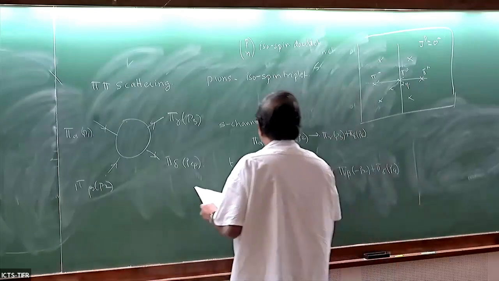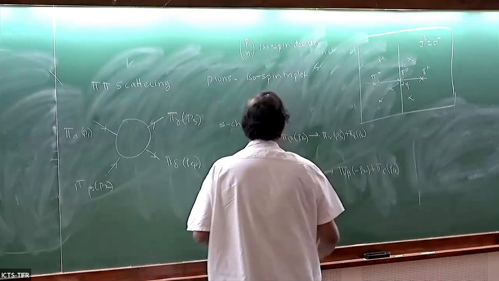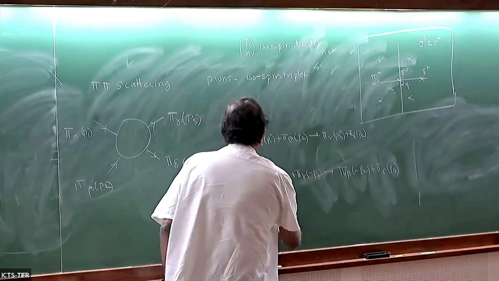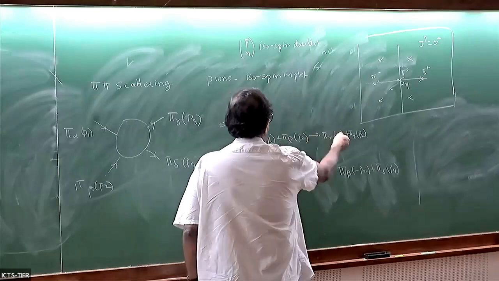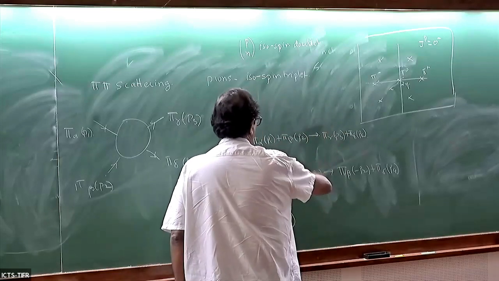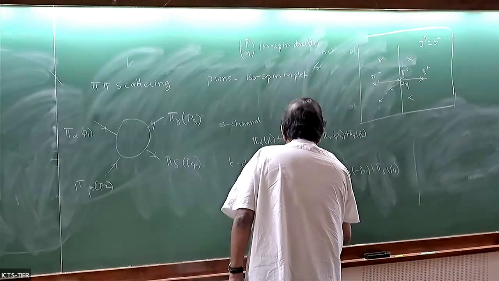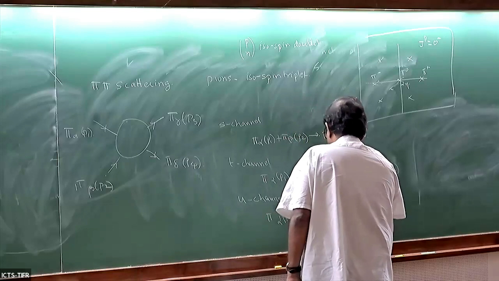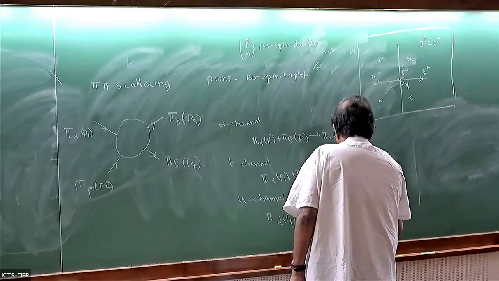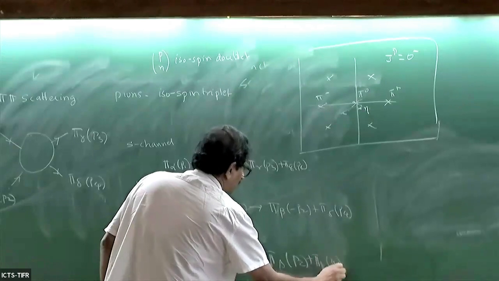And then finally the U channel. Somebody tell me what's the U channel? Pi alpha p1. I took this to the other side, no? And I put pi gamma to the side. Now I should bring the pi delta to the side. Pi delta p4, pi beta p2 plus pi gamma p3.